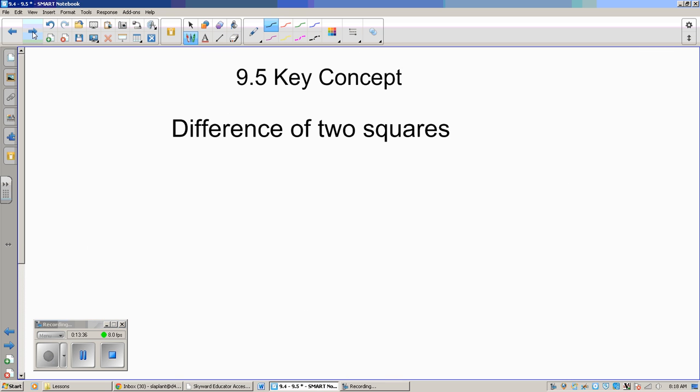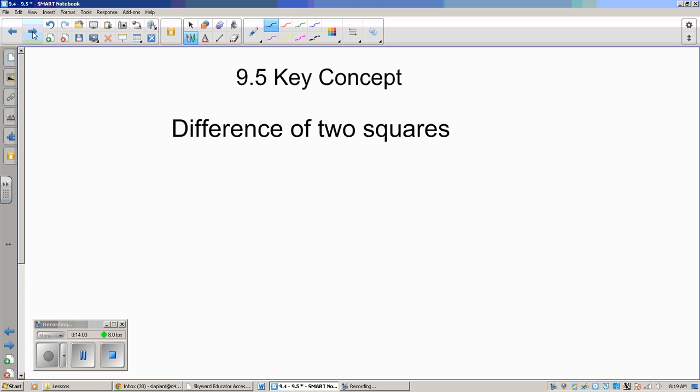Okay, moving on. Today, our new concept is the difference of two perfect squares. When we talk about a perfect square, we're talking about numbers that, if you multiply them by themselves, equal that. So give me an example of a perfect square. 49. Good.